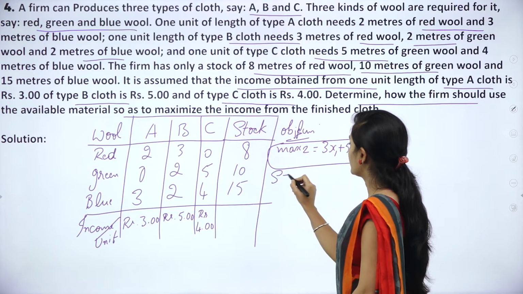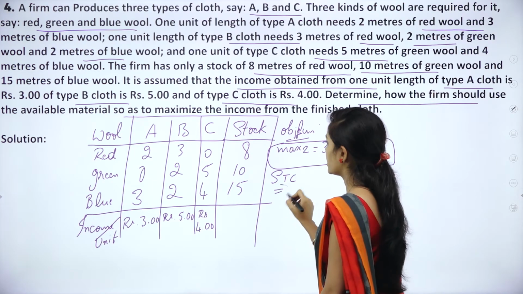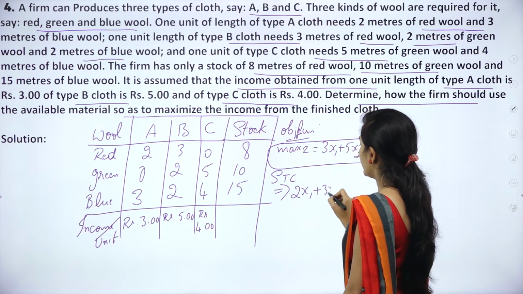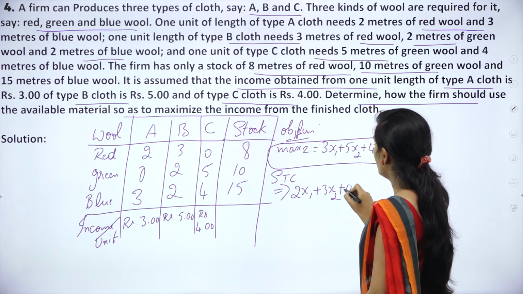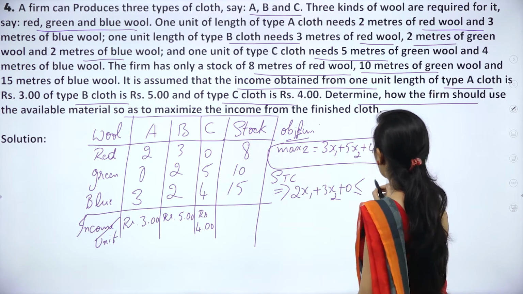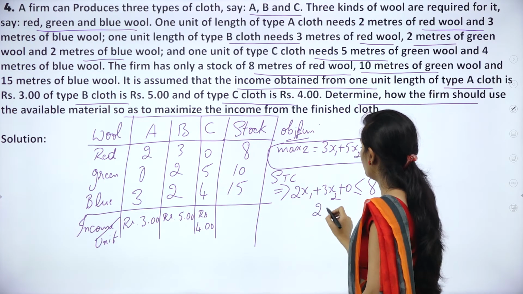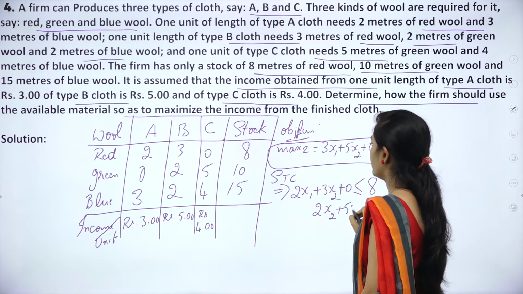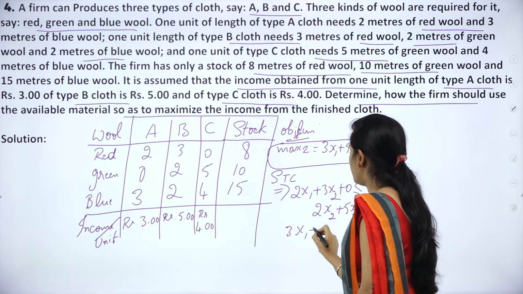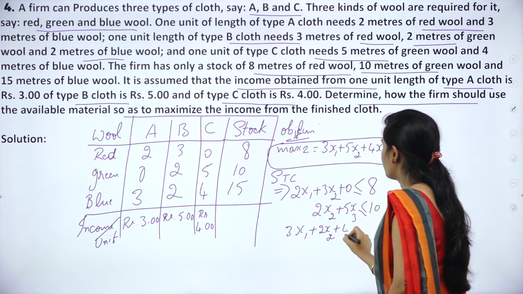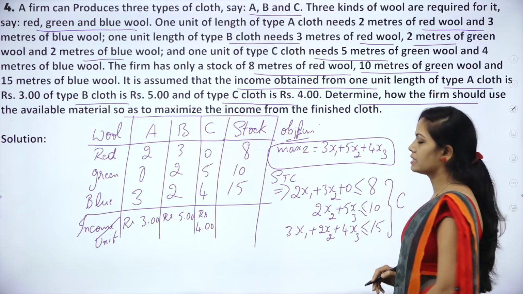And subject to constraints. We have 3 different wools called red, green and blue. So the first constraint is 2x1 plus 3x2, and for type C there is no value so I will write it as 0, less than or equal to the stock value 8. And for type A there is no value, then I will write 2x2 plus 5x3 less than or equal to 10, and 3x1 plus 2x2 plus 4x3 less than or equal to 15. So these are the constraints.